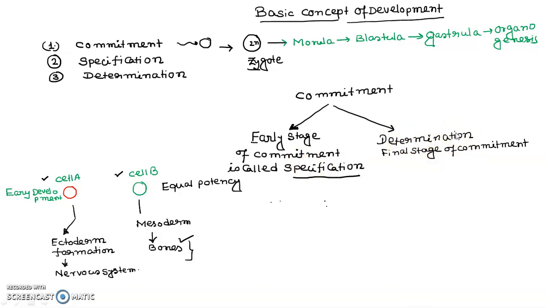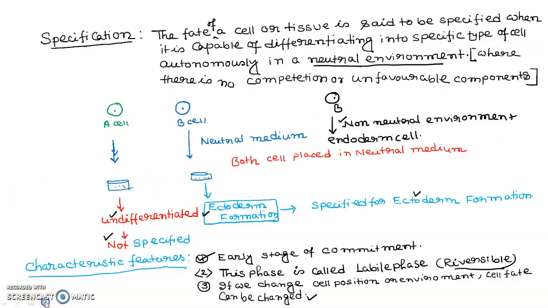Now you can consider that here we have cell A and cell B. Cell A in early development will form ectoderm, and from ectoderm it will produce the nervous system, and cell B from mesoderm will produce bones. So both cell A and cell B have equal potency, and when they are present in a neutral environment, cell A will produce the nervous system and cell B will produce bone cells. Now we'll see what we mean by specification.